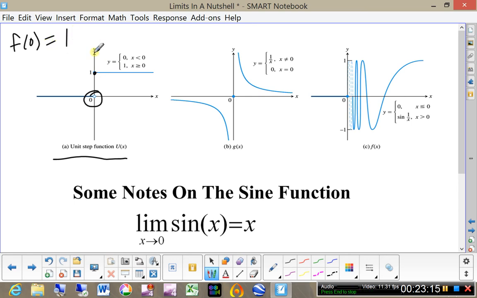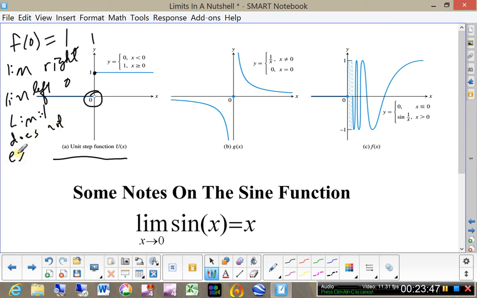Now, however, the limit on the right looks like 1. The limit on the left looks like it's going to 0. Since the right hand side and the left hand side don't agree, the limit does not exist.